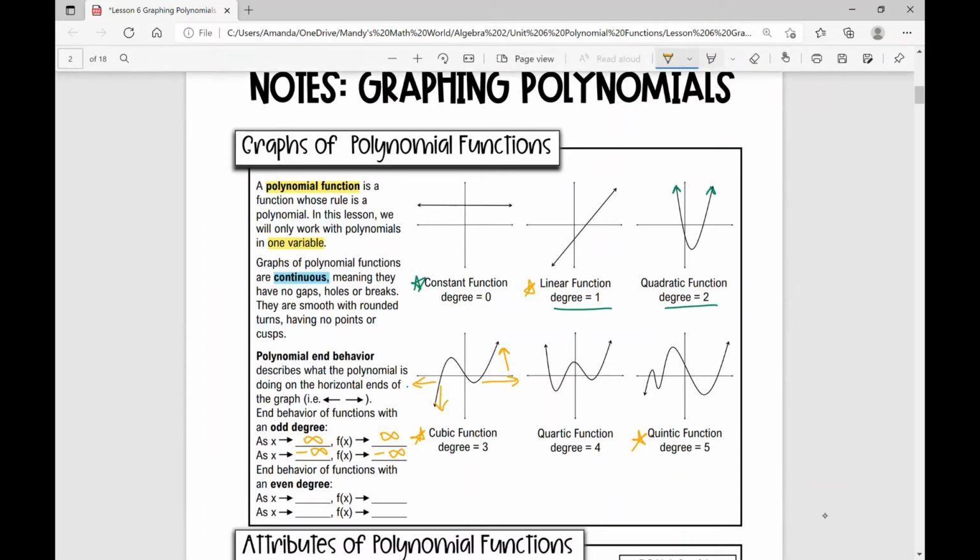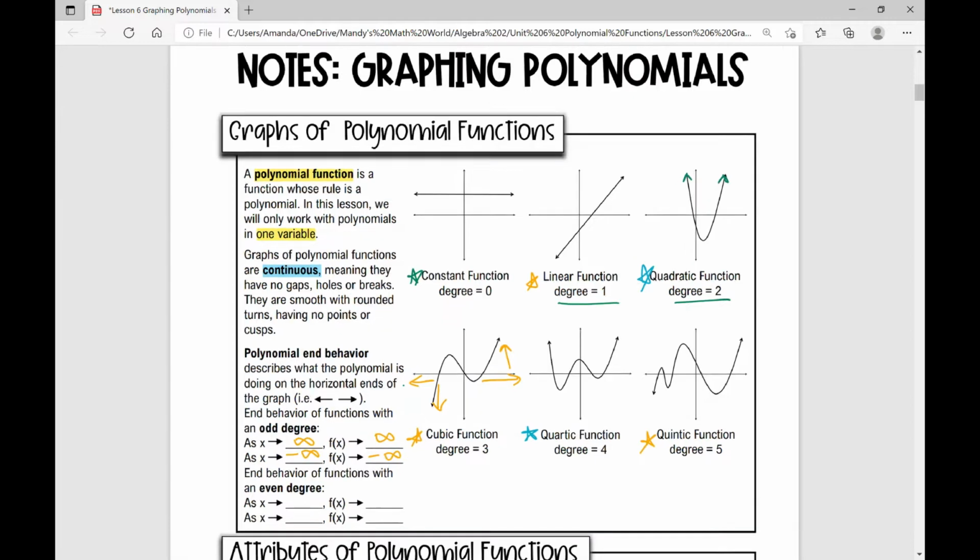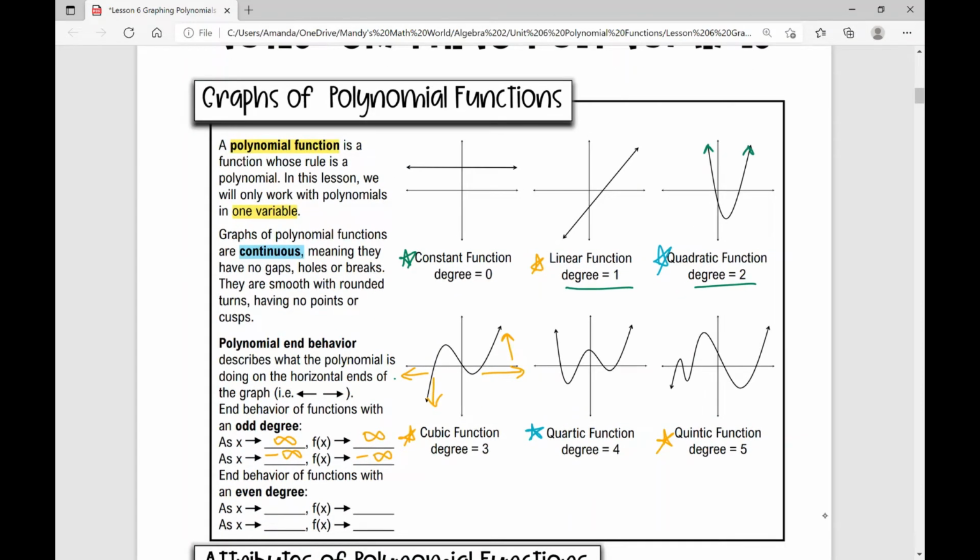But those even degree functions, the parabola, the quadratic, the quartic, they actually end in the same direction. So as x approaches infinity, y approaches infinity. And as x approaches negative infinity, y approaches infinity again. So that's end behavior of polynomial functions. Those even degree functions end in the same direction. Odd degree functions do not.